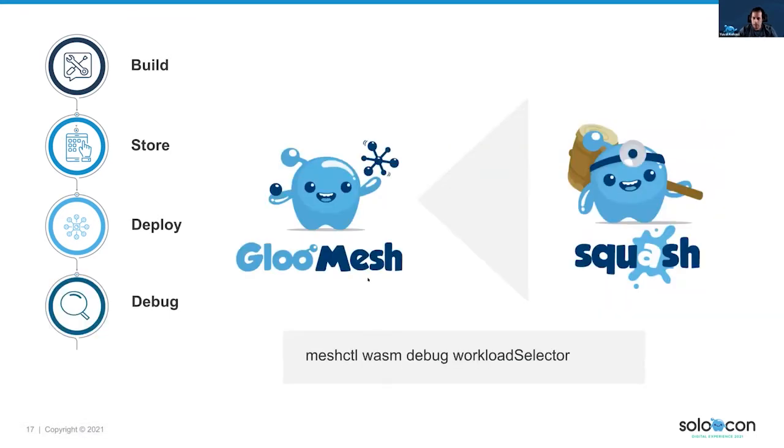The last step as far as development goes is we may want to do source level debugging. And that's not something that we currently have, but it's something we're working on. And it is to provide a meshctl debug command that will allow you to source level debug your filter as you are developing it. And with that, let's see a quick demo that shows all the commands we talked about until now used in practice.